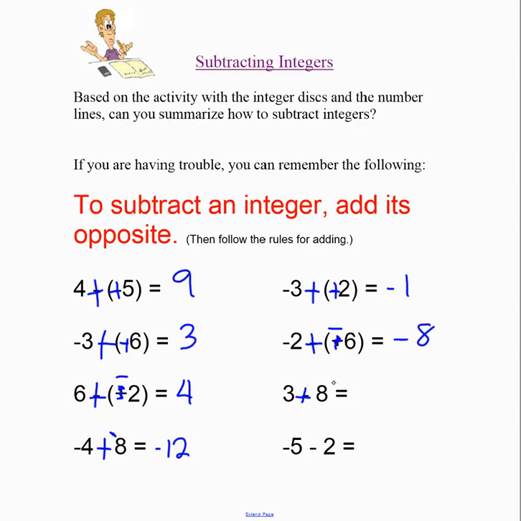Add the opposite of 8, which will be negative 8. 3 plus negative 8 is negative 5. And add the opposite of 2, which is negative 2. Negative 5 plus negative 2 is negative 7.